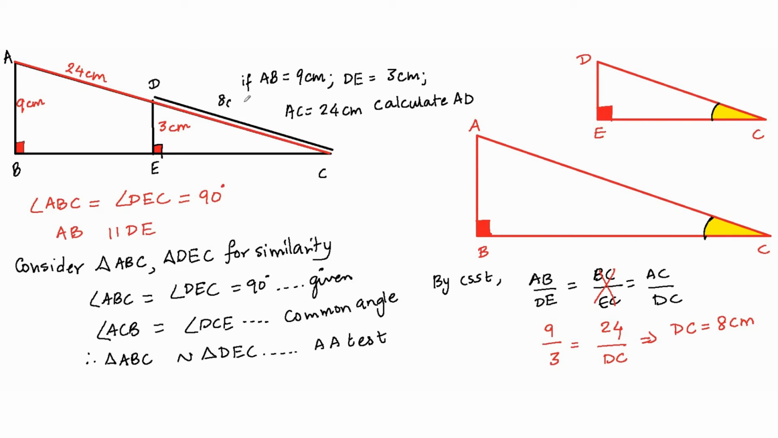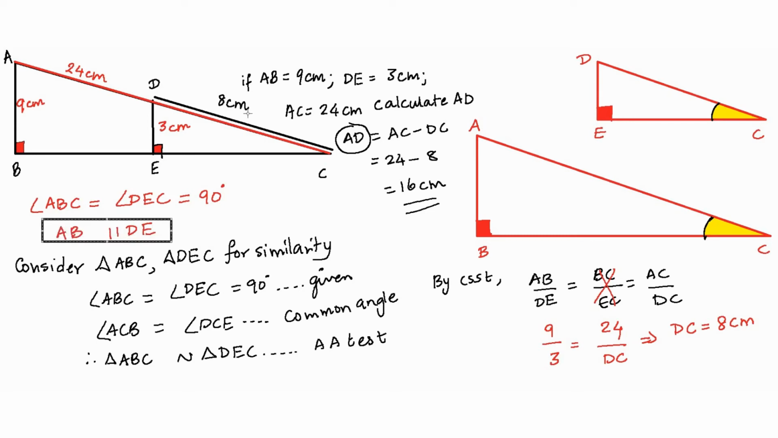So this length is 8 centimeters, which means the length AD is AC minus DC. AC is 24 minus DC is 8. So 24 minus 8 is 16 centimeters. And this is how I calculated the length of AD. So first I proved that the two triangles are similar. You must have noticed that I never used the conclusion that AB and DE are parallel.